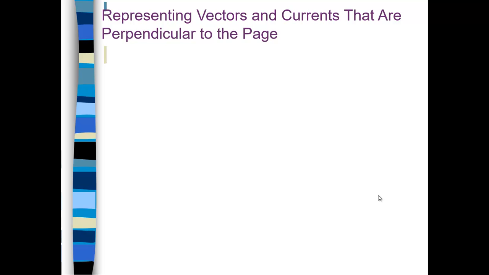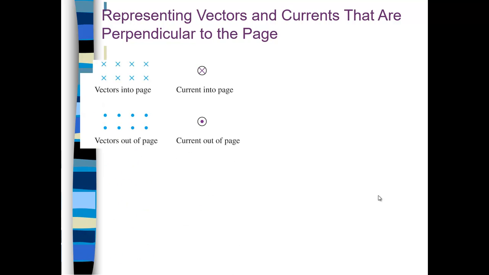When the vector is coming in or out of the page, vectors into the page are X's. Vectors out of the page are just dots. Current into the page is an X with a circle around it. Current out of the page is just a circle with a dot inside it. Okay, and so if we had current going into the page, you use the right hand rule, and that would show you that now the magnetic field is moving in a clockwise direction.